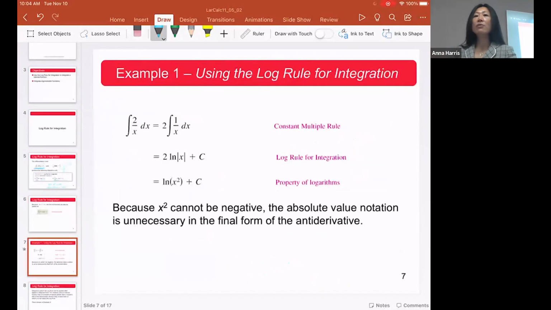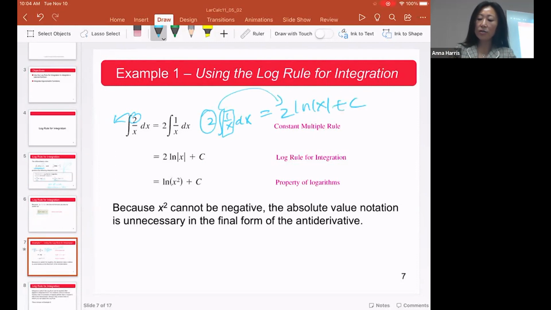Let's look at the example. If you have the integral of 2 over x dx, that means I can just bring out the 2 in front. So I have 1 over x dx, and you know what to do. The integral of 1 over x is natural log of x. And you have the 2, just bring it over there, and then you're done with it.